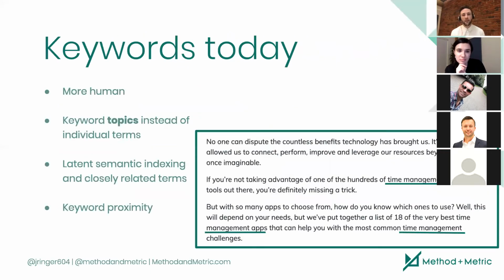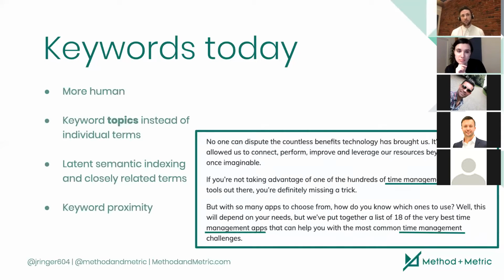So today, keywords and content and copy on your page and website is more human than ever. We don't look necessarily at specific search terms, but more as search topics. So understanding that the semantic language and closely related terms also factor into how you rank for a specific keyword. And also keyword proximity has become a bigger part as well. And this is not just looking at keywords going left to right, but also up and down. So the content you have within a paragraph or a page, Google understands the relationship between those languages.